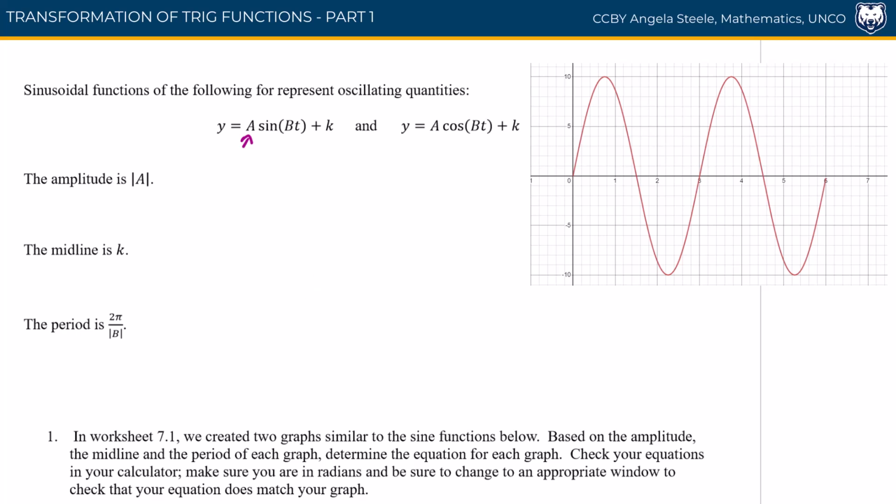So the a is the amplitude, and that is the vertical stretch and compression. When a is greater than 1, we have a stretch. When a is between 0 and 1, we have a compression.